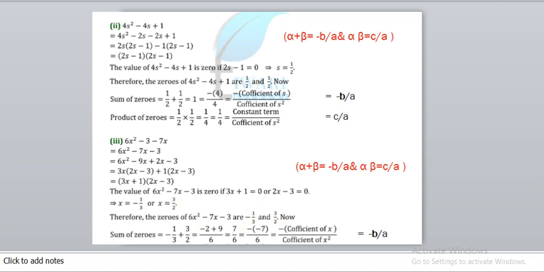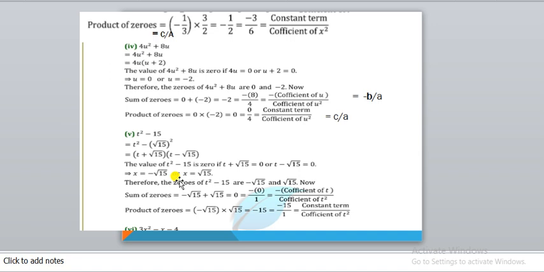Now let us see the product of zeros. So minus 1 upon 3 into 3 upon 2, we'll get here 3 cancel, minus 1 upon 2. Now right hand side is c upon a. C value, constant term was minus 3. So upon 6, coefficient of x square. So we'll get here minus 1 upon 2. So in this also we get the relationship verified.